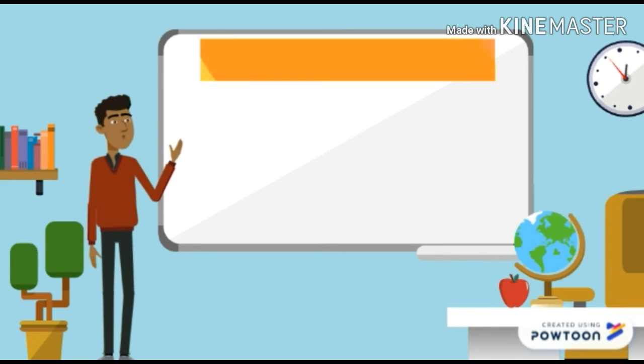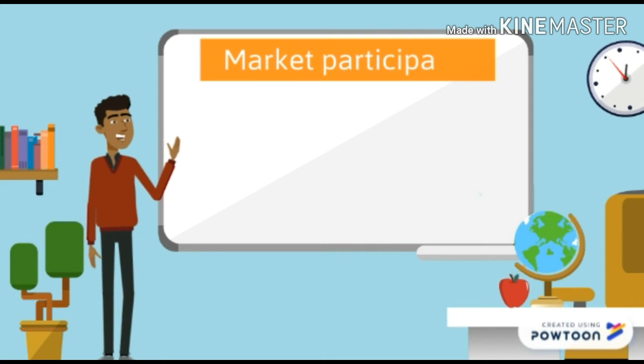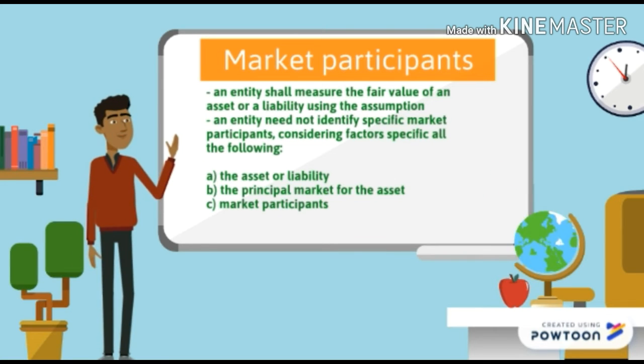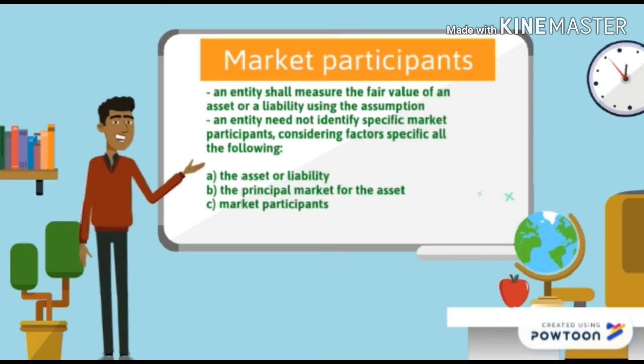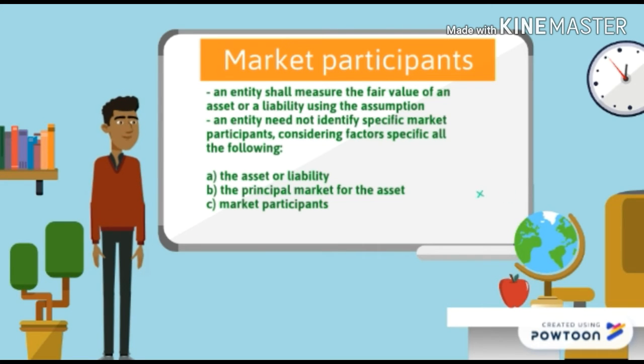Market participants. An entity shall measure the fair value of an asset or liability using the assumptions that market participants would use. An entity need not identify specific market participants, but considers factors specific to all the following: the asset or liability, the principal market for the asset, and market participants.